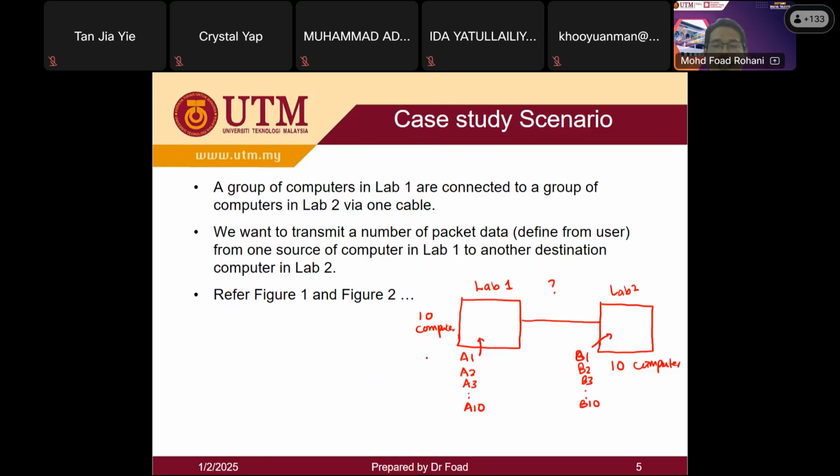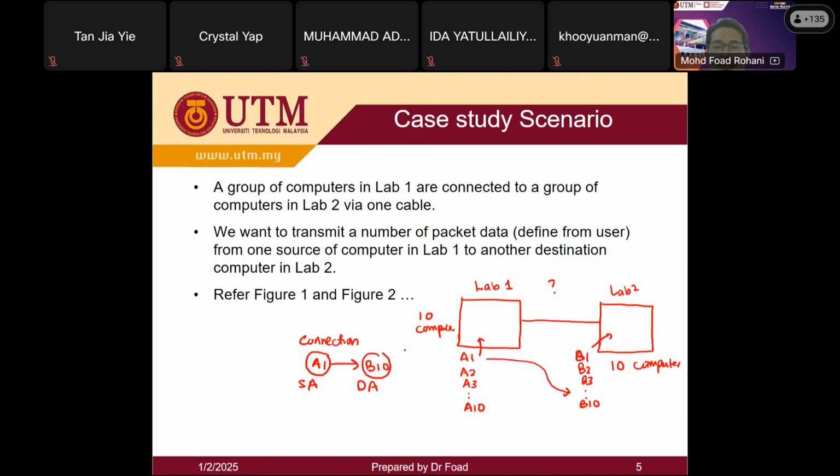And then I select, for example, a connection between A1 and, let's say, B10. So computer A1 to B10. This is your source address, and this is your destination address. So 1 to 10 here.